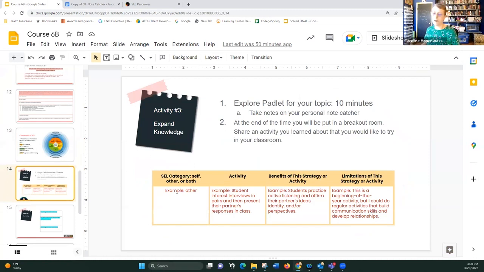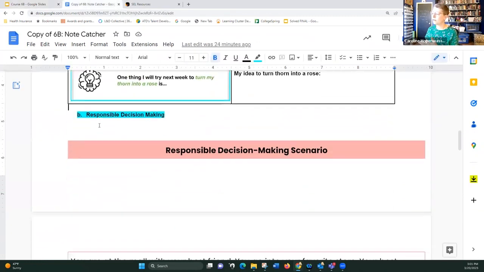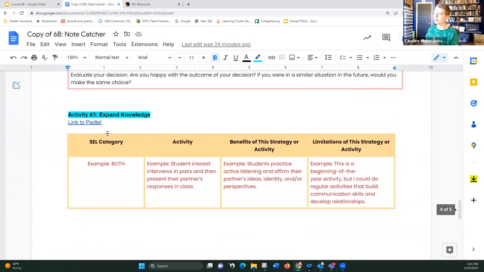If this format I have works for you, I have, here's your category, here's the activity. This one was students interviewing in pairs and then presenting their partner's responses in class. So that's our social, our others category. And the benefit is that students practice active listening and affirming partners' ideas. And then thinking about another teacher who did this, thinking about the limitations of how she was using it, this is a beginning of the year activity, but I could do regular activities that build throughout the year. So you might fill in the benefits and think about the limitations later. You can make it work for you. It's your note catcher. It's here with the link to the Padlet.